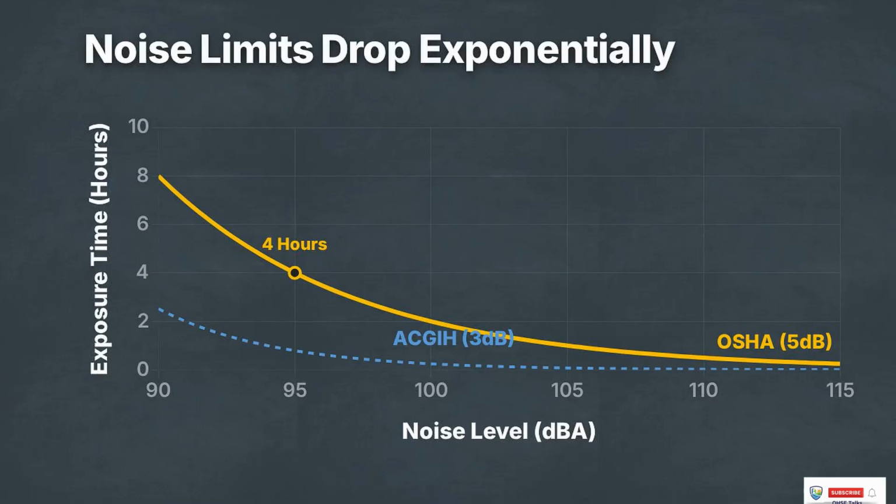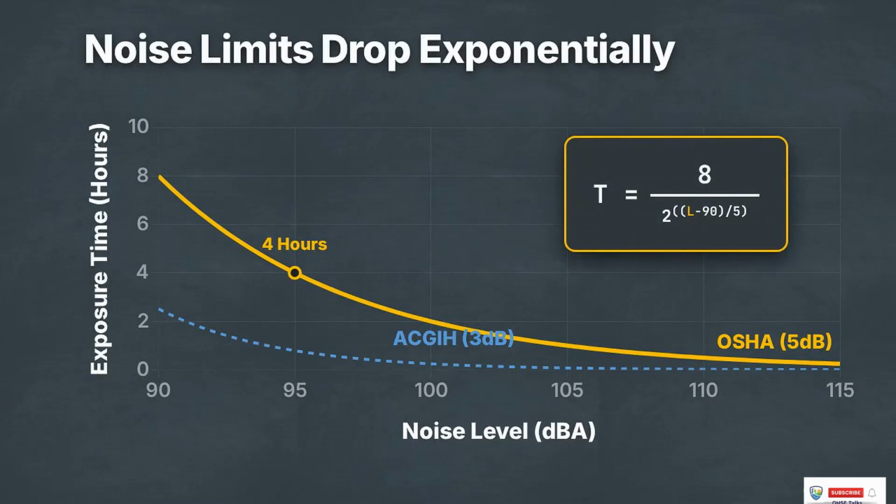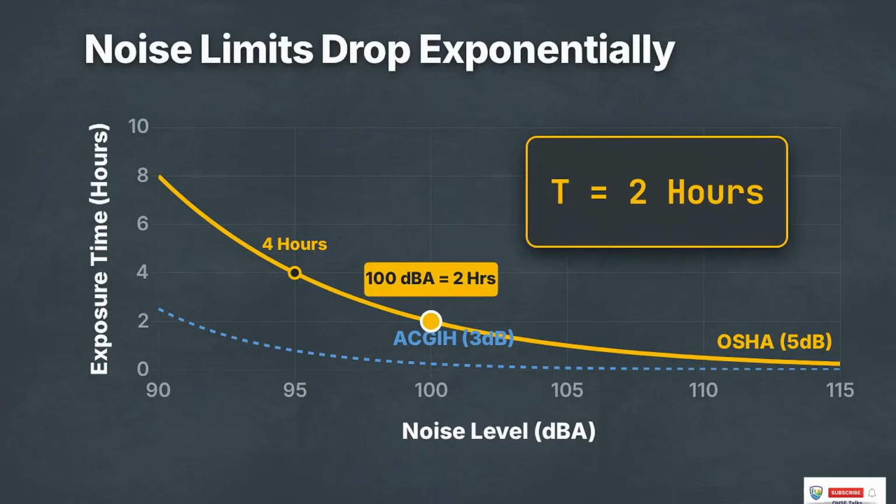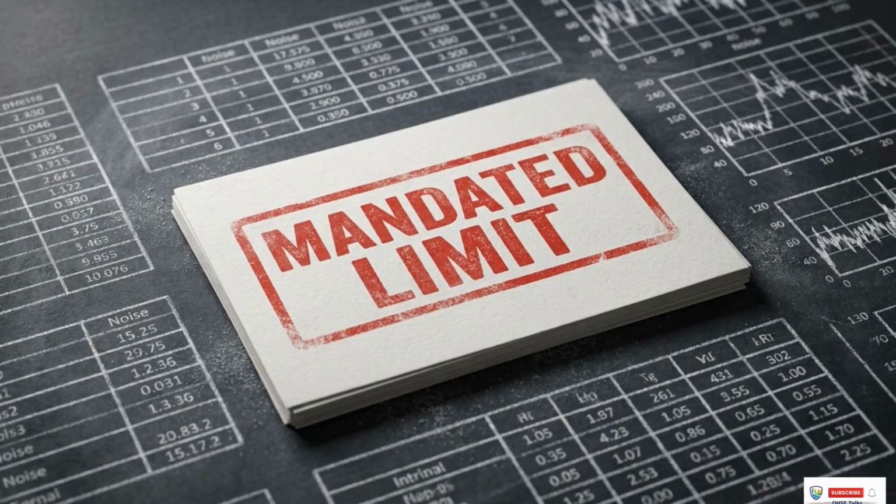While OSHA uses a 5 decibel rate, the ACGIH recommends a stricter 3 decibel exchange rate. You must identify which standard is being requested on an exam, as the results diverge sharply. To find the permissible time for a specific, non-standard noise level, we use the formula 8 divided by 2 to the power of the decibel level minus 90 divided by 5. For a worker in a 100 decibel zone, the exponent becomes 10 divided by 5, or 2. 2 squared is 4. 8 divided by 4 leaves us with exactly 2 hours of permissible exposure time. The exchange rate formula converts raw acoustic intensity into legally enforceable time constraints.